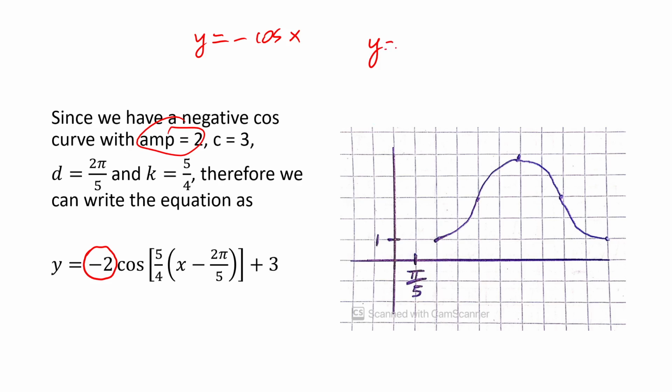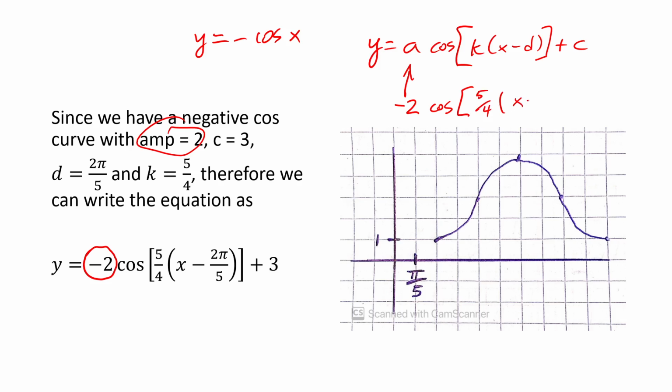Okay, so we know that the equation of this curve will be a cos k times x minus d plus c. Well, we again have an amplitude of 2, but since the parent function is negative cos, we say that a is equal to negative 2. And then our k value was evaluated earlier to be 5/4. D was evaluated earlier to be 2 pi over 5. We're using radians here because radians are used in the index on the x-axis. And finally, our c value was 3. So that's the equation of the curve.